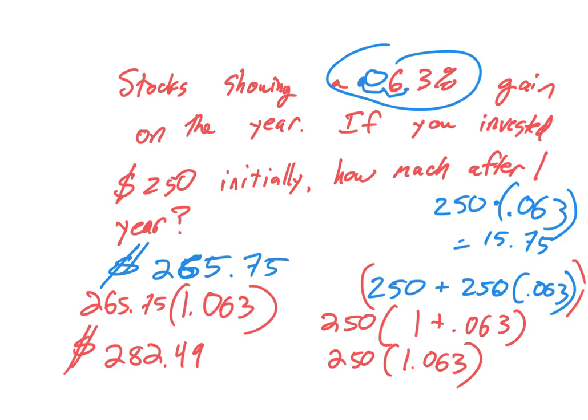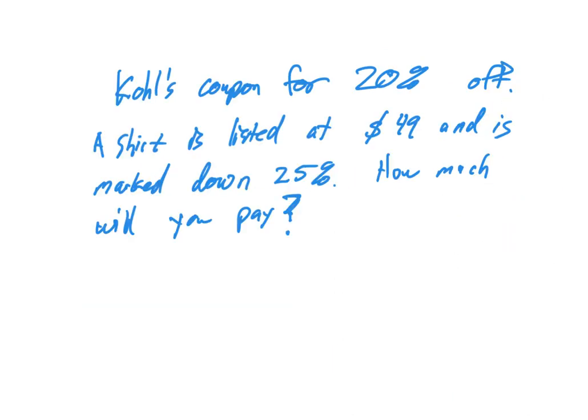Moving forward with percents. Kohl's coupons for 20% off. You carry that into the store and you're going to buy a shirt. The shirt's listed as $49 and is marked down 25%. How much are you actually going to be paying?